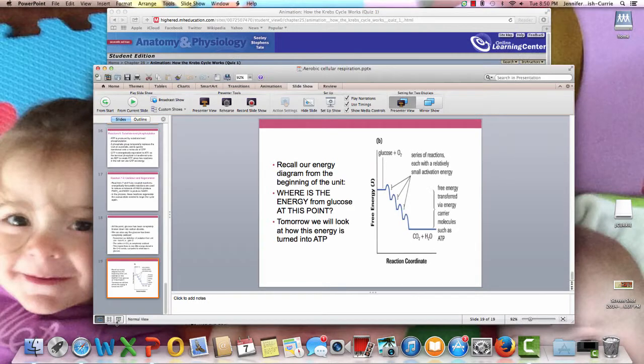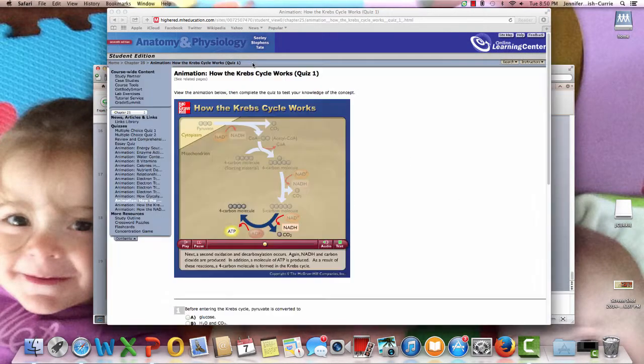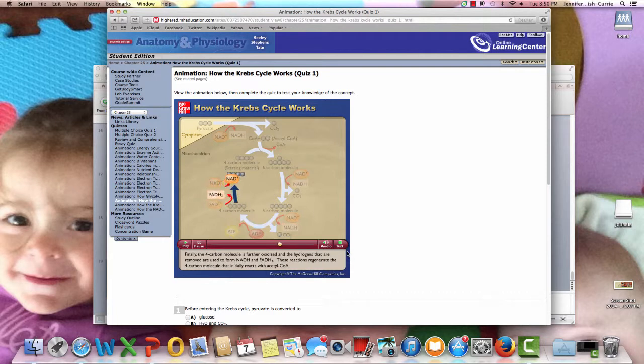So I'm actually going to go back before I go to here and we'll watch the end of this animation again. Again, NADH and carbon dioxide are produced. In addition, a molecule of ATP is produced. As a result of these reactions, a 4-carbon molecule is formed in the Krebs cycle. Finally, the 4-carbon molecule is further oxidized, and the hydrogens that are removed are used to form NADH and FADH2. These reactions regenerate the 4-carbon molecule that initially reacts with acetyl-CoA.